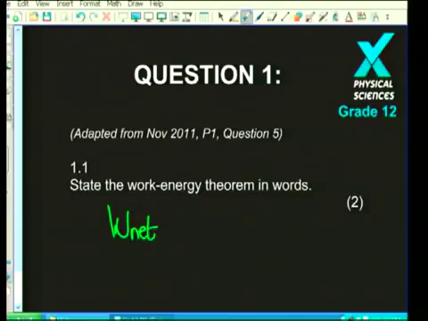The more papers you do, the more you realize this is one of those theorems I really, really like. It's really easy because it says to us that the net work done on an object is equal to the change in kinetic energy. It comes from the equation. The net work done on an object is equal to the change in kinetic energy on the object. Nice and simple. It's one of those easy ones which you can get from the equation.